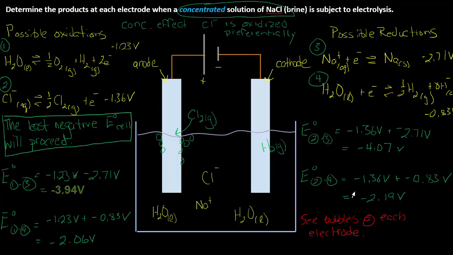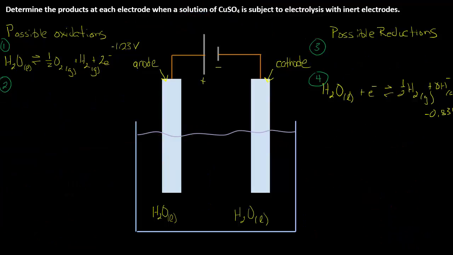So yes, the cell potential for this would compute to negative 2.19 volts. It's slightly more negative than the 2.06. That's why this one is actually able to happen. It's not that it's a very large difference between the two.